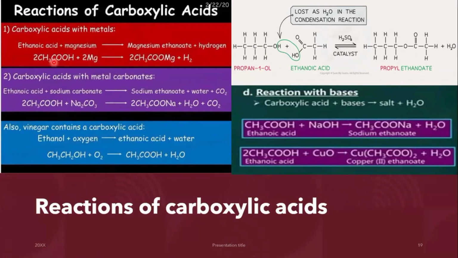Whenever a carboxylic acid becomes a part of a compound, we change the name. We don't write down acid anymore. We write down ate, A-T-E. So if ethanoic acid is becoming a part of a salt, it will become ethanoate. If it was propanoic acid, it would become propanoate, right? So we have magnesium and we have ethanoic acid. So we get magnesium ethanoate, a salt, and hydrogen gas.